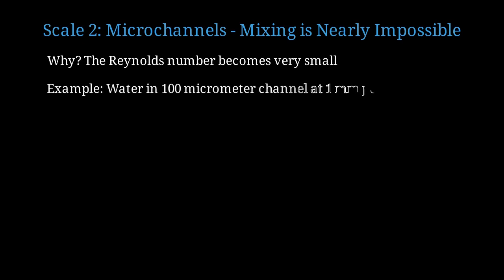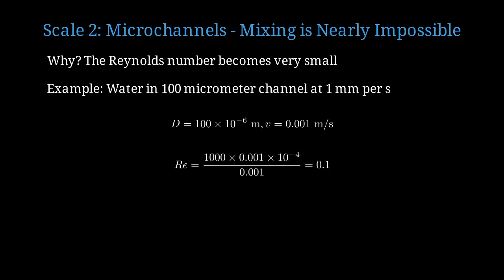Let's calculate. Consider water in a 100 micrometer channel flowing at 1 millimeter per second. The diameter is 100 times 10 to the negative 6 meters, and velocity is 0.001 meters per second. The Reynolds number is only 0.1. This is extremely laminar flow. There is no turbulence whatsoever.